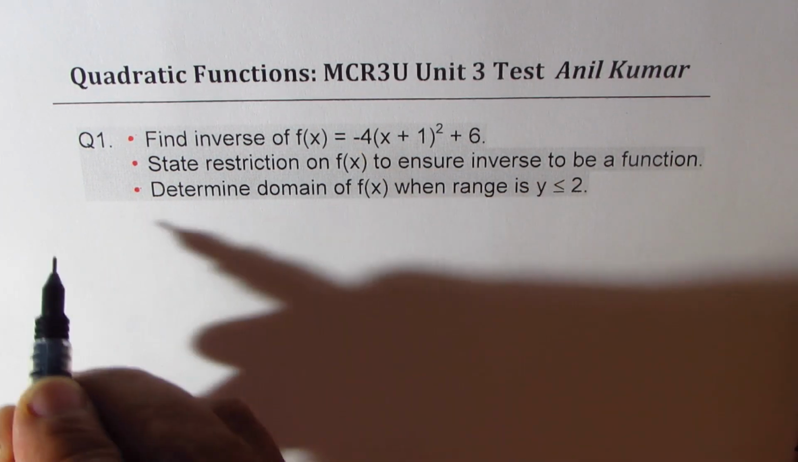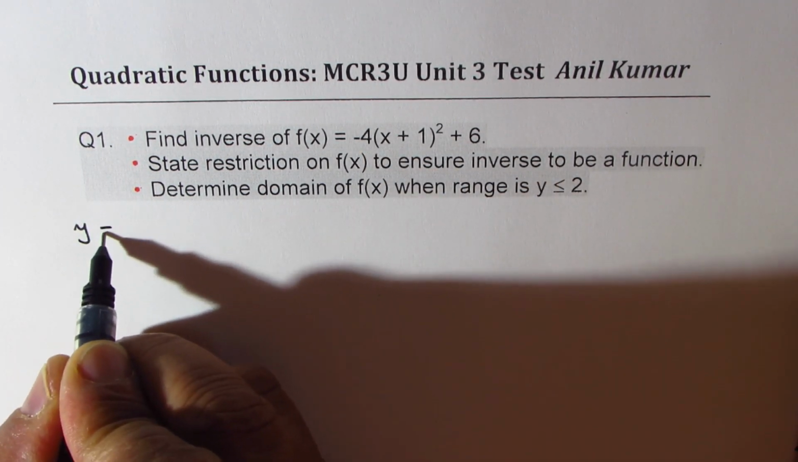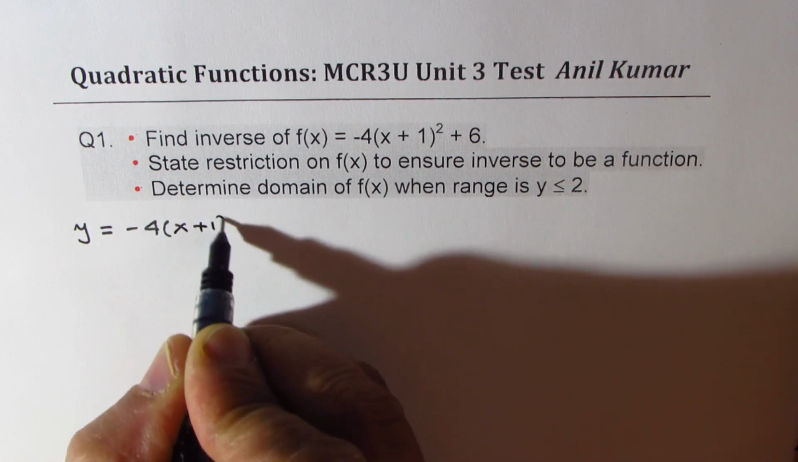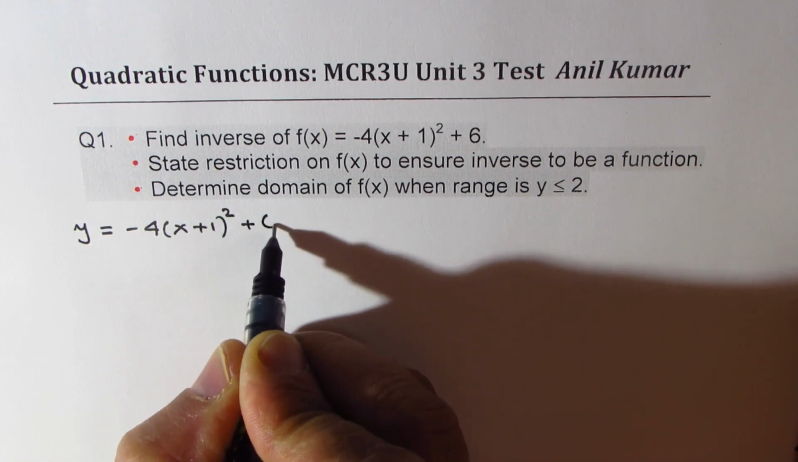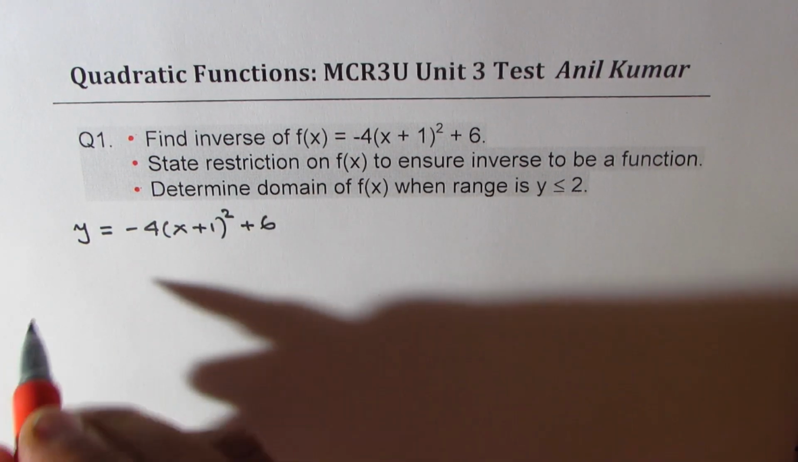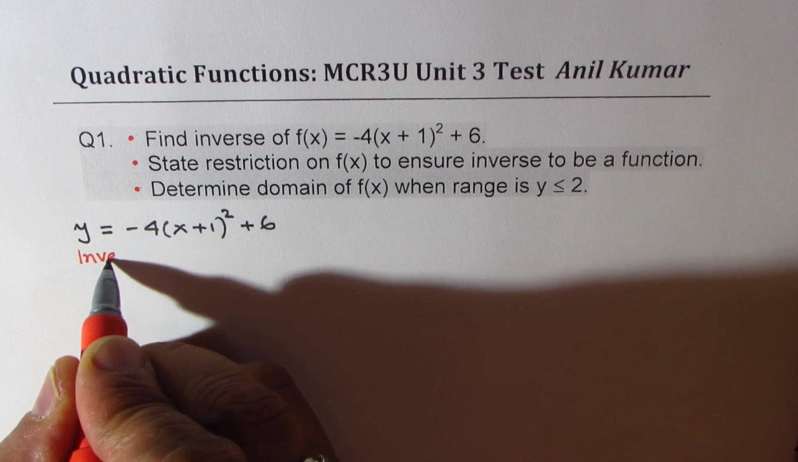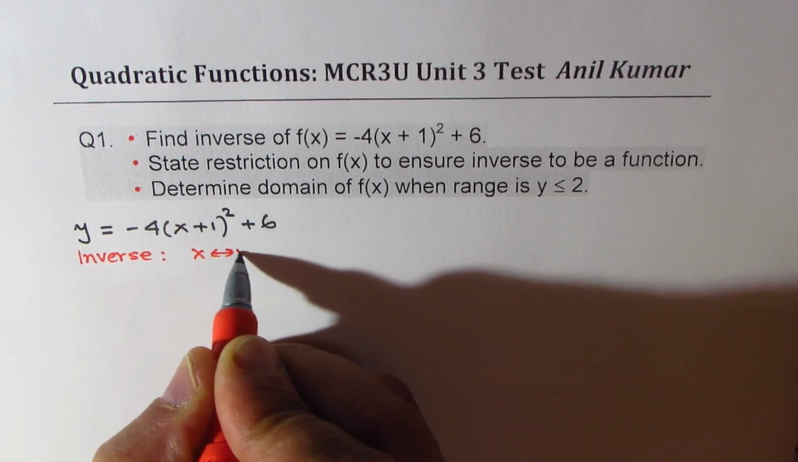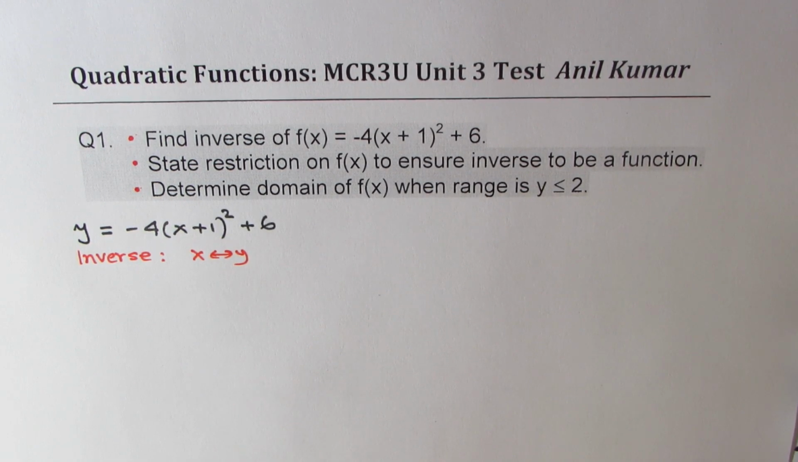So I'm rewriting the question in the form y equals to minus 4 times (x plus 1) whole square plus 6. To find the inverse, what should we do? We need to interchange, right? So we'll find inverse now. So we'll swap x and y and then solve for y.